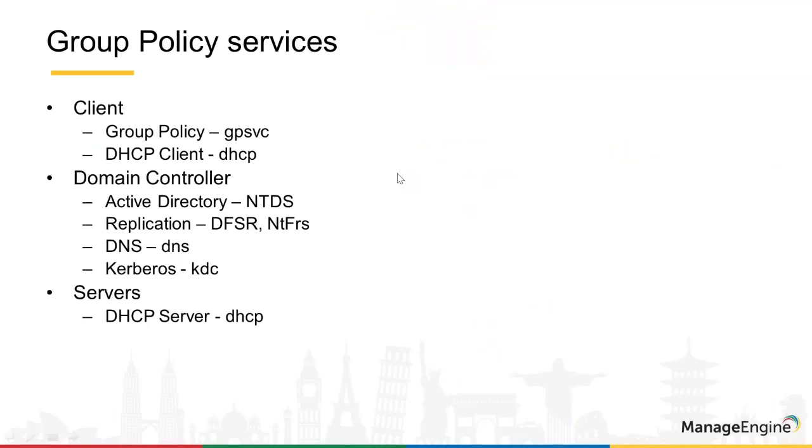And group policy has a lot of services, a lot of moving parts. So this is where group policy can really be difficult to troubleshoot, right? From the client side, we have a group policy service and we have DHCP. And DHCP is important because primarily we get DNS information, right? And DNS information gives us the KDC, it gives us our domain controller, it gives us a lot of information. The client gets DHCP information and then communicates through DNS to your domain controller. The domain controller pushes out group policy settings.